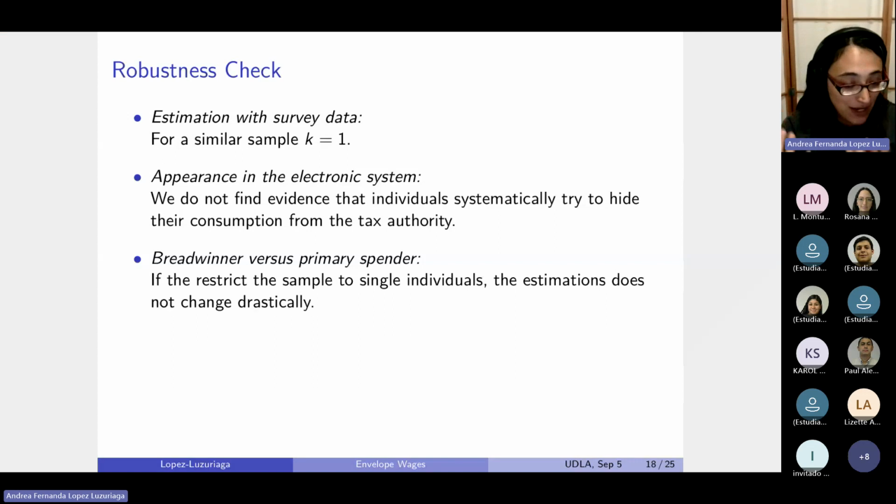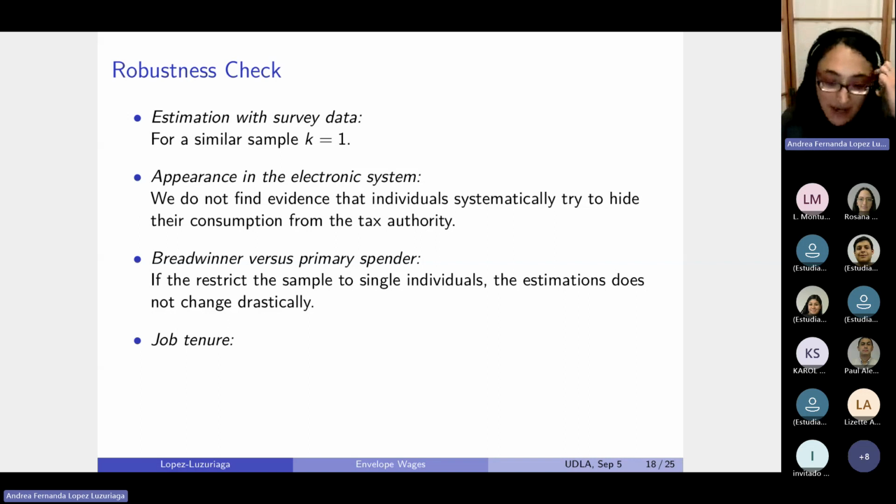So to try to alleviate this, we repeat the estimation using only single individuals. If you are single, you are less likely to have this problem that someone in your household is buying the groceries versus someone else is earning the wage. We basically repeat the estimation with only that sample, and there's no big change in the estimation.